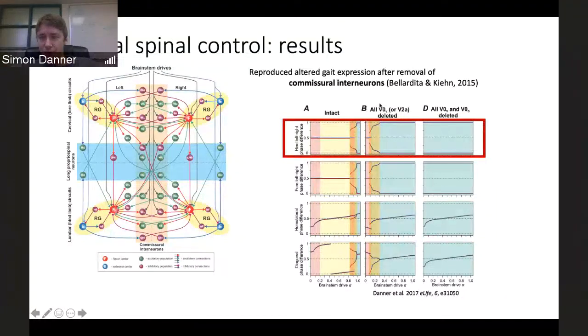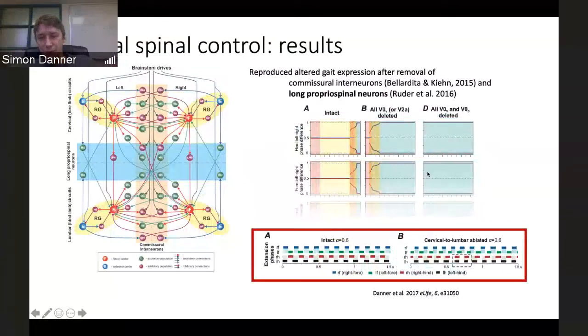Now, if V0V is removed, this transition moves to the left to lower brainstem drives and lower frequencies, and a loss of trot. The trot is here signified with the yellow. And the model only expresses a walk and then gallop and bound. And if V0s are removed, there's only left-right synchronization and only bound is expressed.